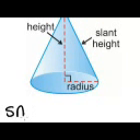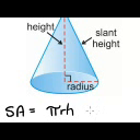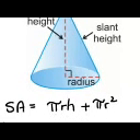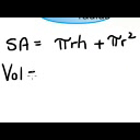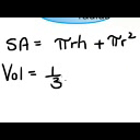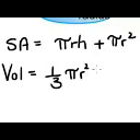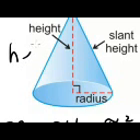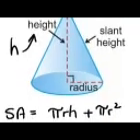So the surface area of this is pi r s plus pi r squared. So pi r squared is your circle, that's for the bottom part, and your pi r s is for the curved surface that you've got over here. Then your volume is 1/3 pi r squared times h, and h is your height, that height over there.